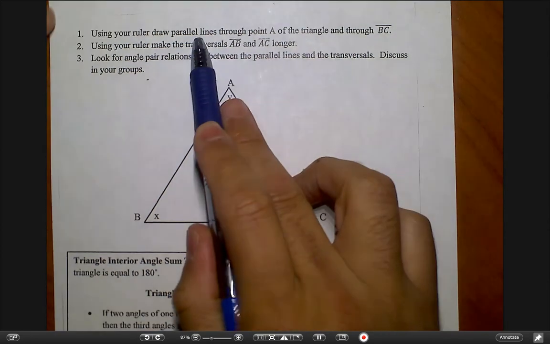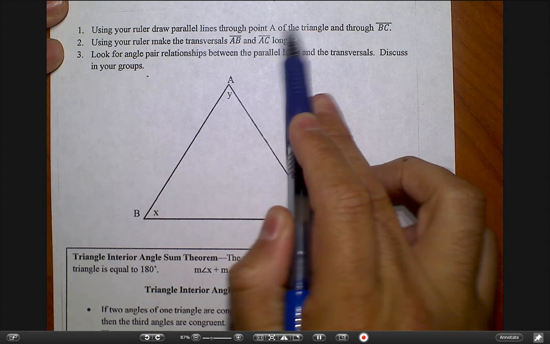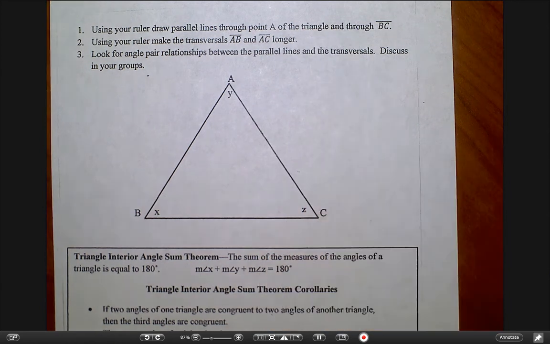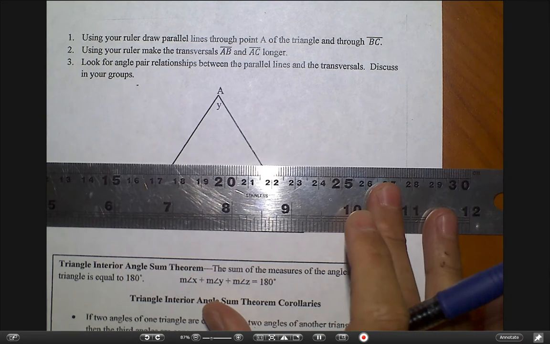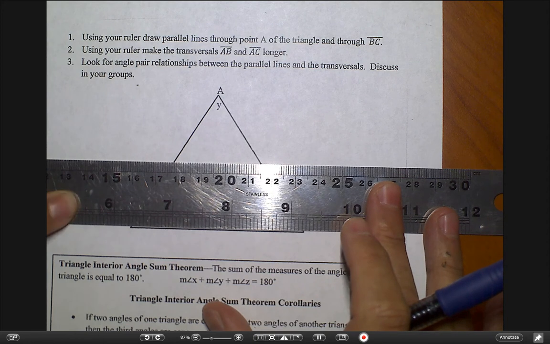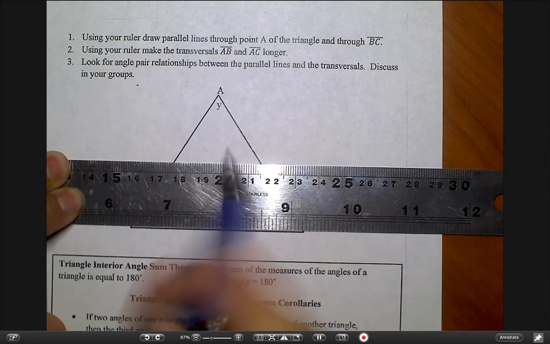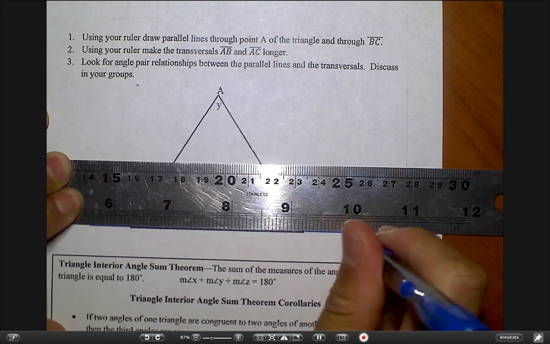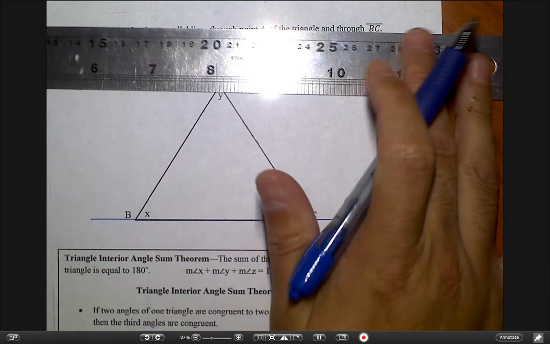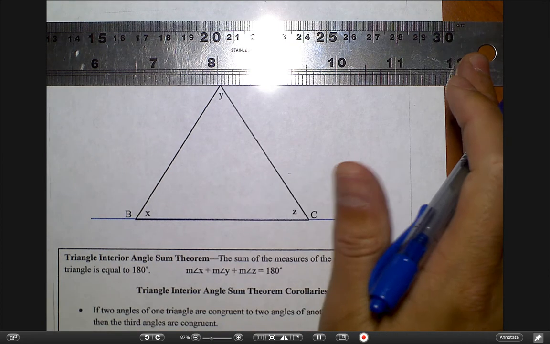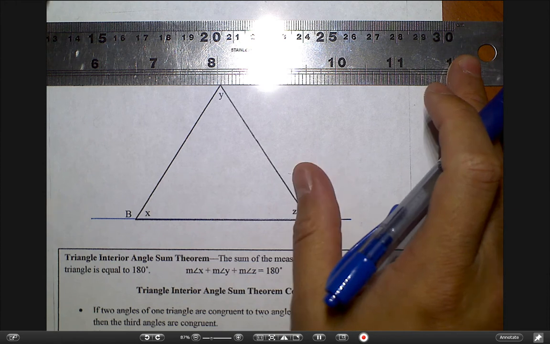All right. Use your ruler. Draw parallel lines through A of the triangle and through BC. So if it's parallel, that means they have to be going in the same direction, right? So I'm going to extend this line right here. And parallel. So now do your best to draw a parallel line for this one here.